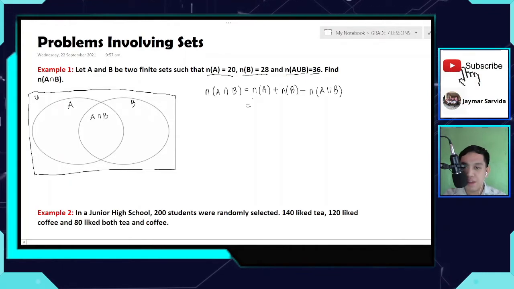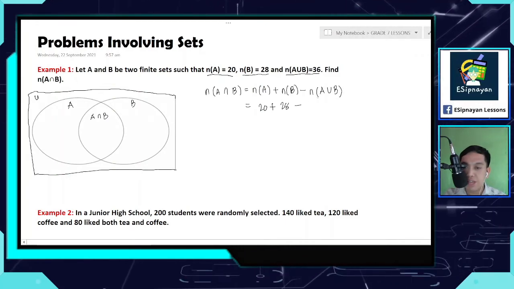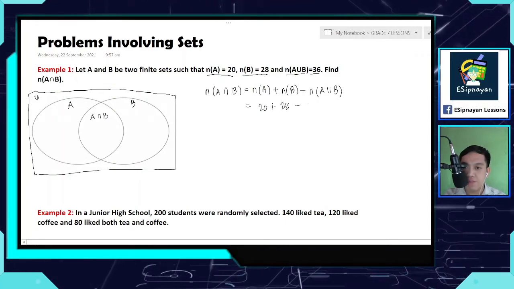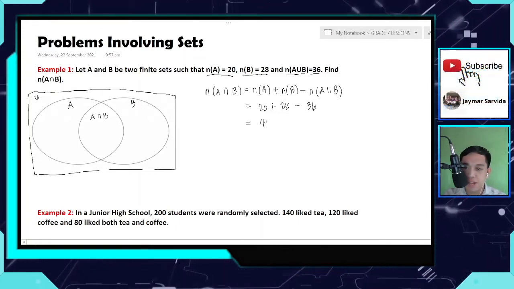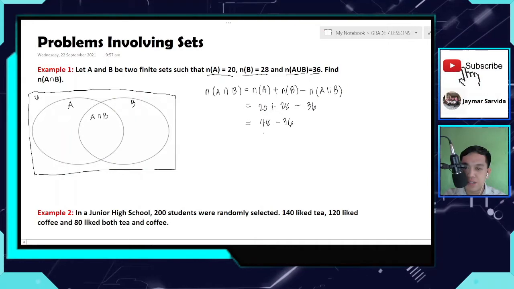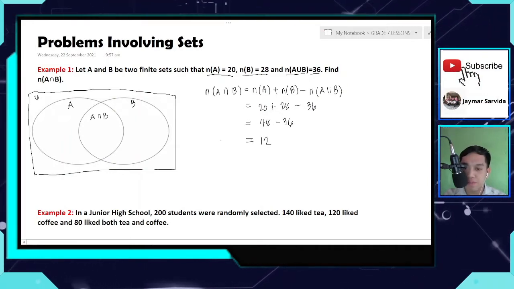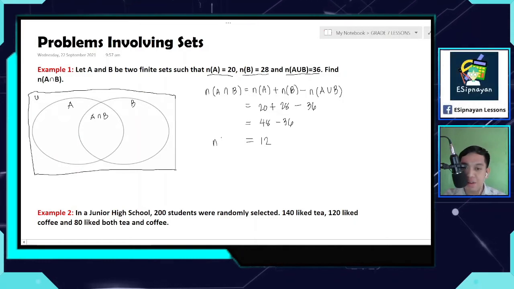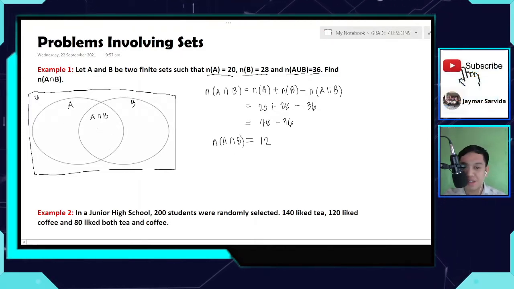Then, isubstitute natin yung ating mga given value dito sa ating operation, or dito sa ating formula. So, yung N of A, papalitan lang natin siya ng 20 plus yung N of B which is 28 minus itong ating N of A union B which is 36. And that is equal to 48 minus 36. And 48 minus 36 is 12. So, yan yung ating N of A intersection B. Ayan. So, mayroon na tayong sagot dito sa ating intersection and that is 12.